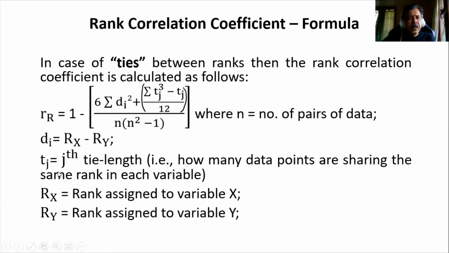So what is this t_j? It is nothing but the jth tie length. For example, if 3 people have scored the same marks, the tie length is 3. If 2 people have scored the same marks, then the tie length is 2. So here it explains how many data points are sharing the same rank in each variable. That is called the tie length. We will identify how many ties there are, what the tie length of each is, and then accordingly substitute in the formula.